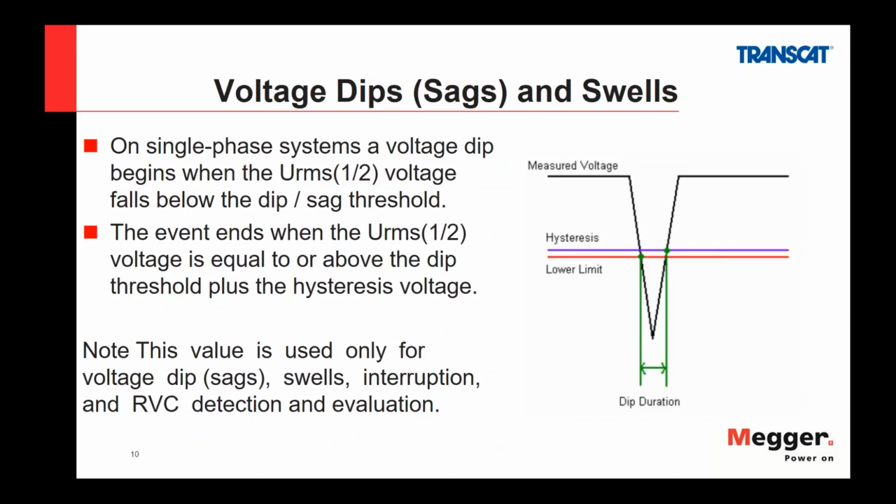So on a single phase system, a voltage dip begins when the RMS voltage falls below the dip threshold. For a Class A unit, it is measured every half cycle on a sliding scale, and the event ends when the RMS voltage is equal to or above the dip threshold plus the hysteresis.